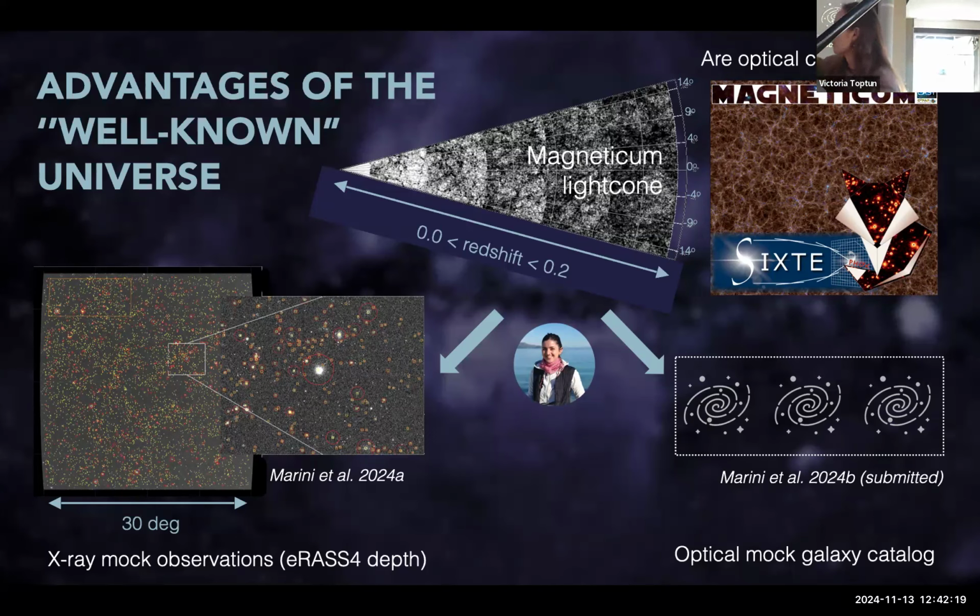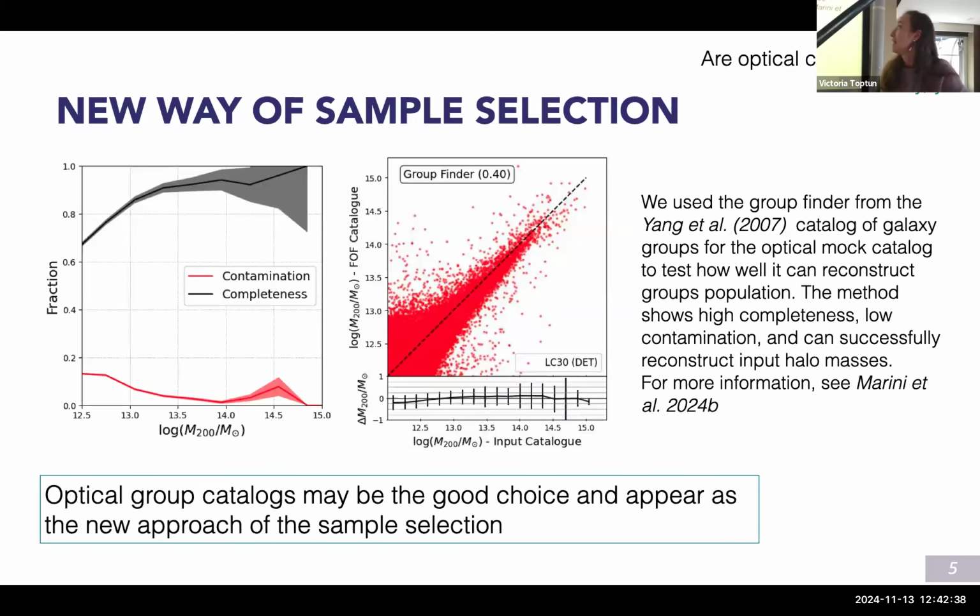Here you can see the example of our mock observation in X-ray. And also we produce an optical mock galaxy catalog, and this optical mock galaxy catalog we can use for testing of galaxy group selection in optical ways.